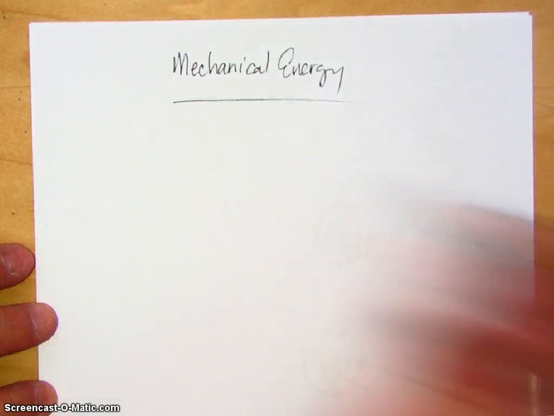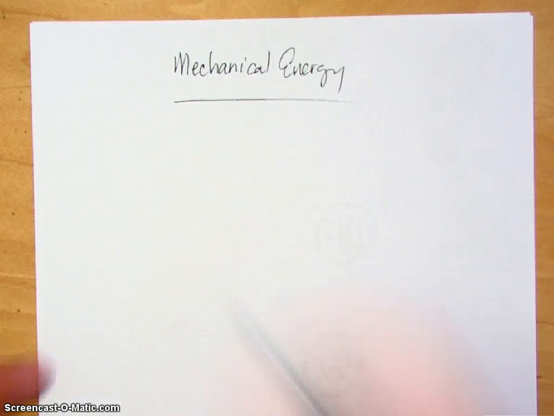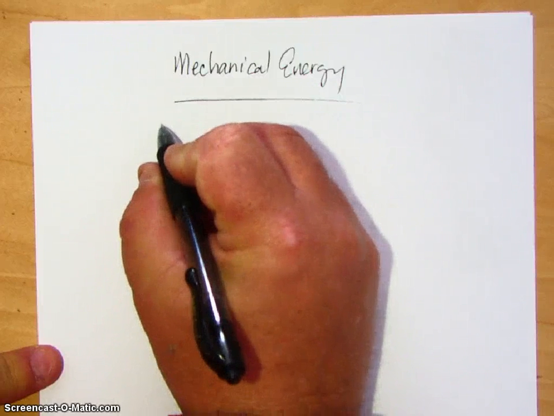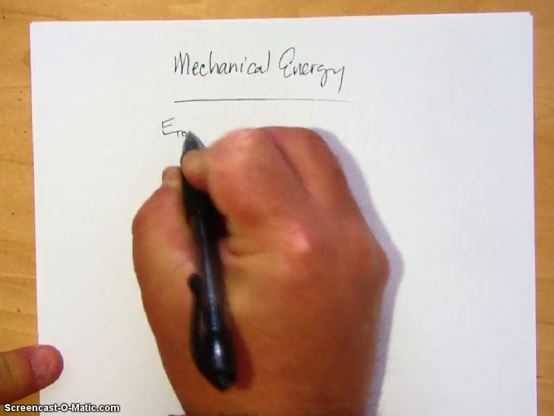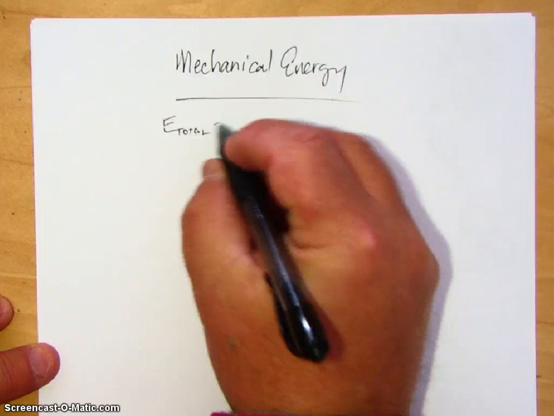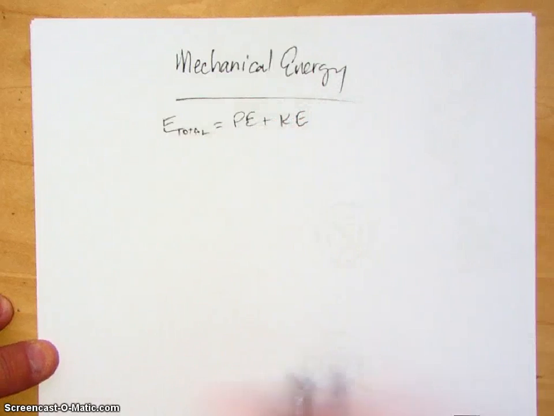Okay, let's talk about mechanical energy. Mechanical energy is energy of motion and/or position. So there's three types that we'll talk about. First of all, energy total, and realize there's many other types of energy that we'll get to later: electric energy, chemical energy, fluid energy, stuff like that. Right now, we're talking about objects that are moving. So we'll talk about potential energy and kinetic energy.